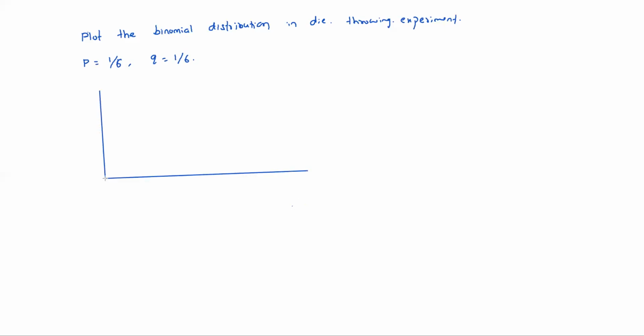Q is 5 by 6. Sorry, Q is 5 by 6, which is 1 minus P. Okay, 5 by 6. So binomial, how can you apply here? Only one die is thrown. One die is thrown means out of n trials. Okay.